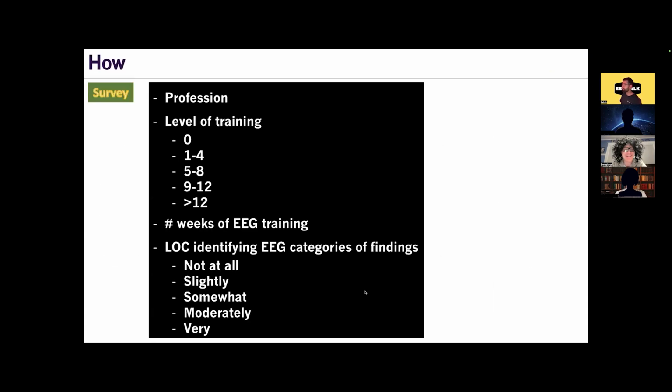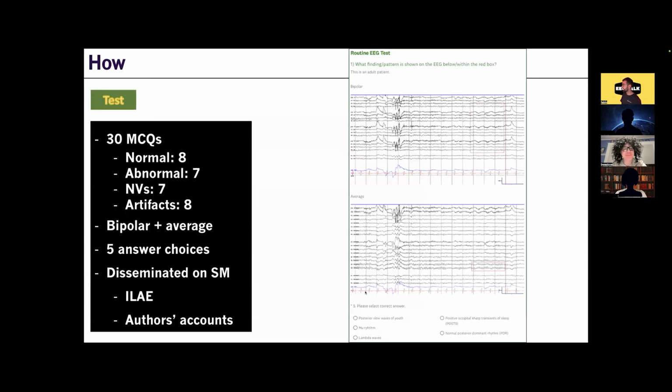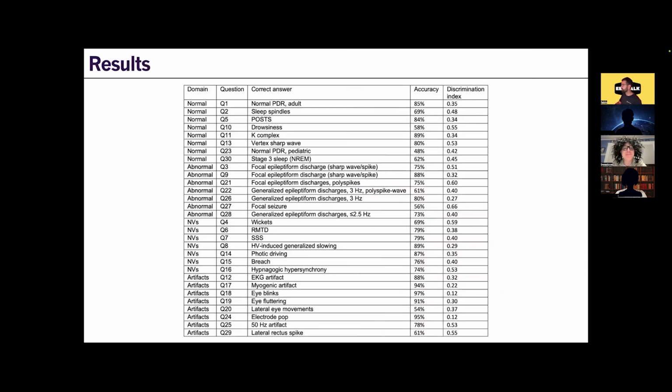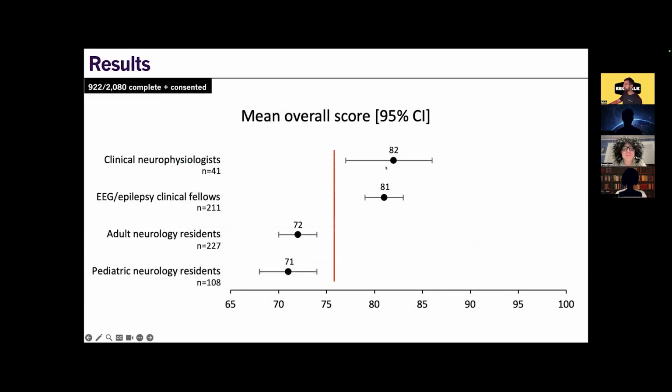A little bit more about the test. We did a little survey to understand who the test takers were. And we had 30 multiple choice questions, and that's going to become important in a little bit. They're divided across the four different categories, and we have screenshots of one epoch on a bipolar and an average montage, and five choices. These are the metrics for each question, and most importantly, they did discriminate pretty nicely experts and fellows from trainees, from residents. That's what we wanted, really, to have a competence tool that discriminated people that are learning from people that are already really good at reading EEGs.